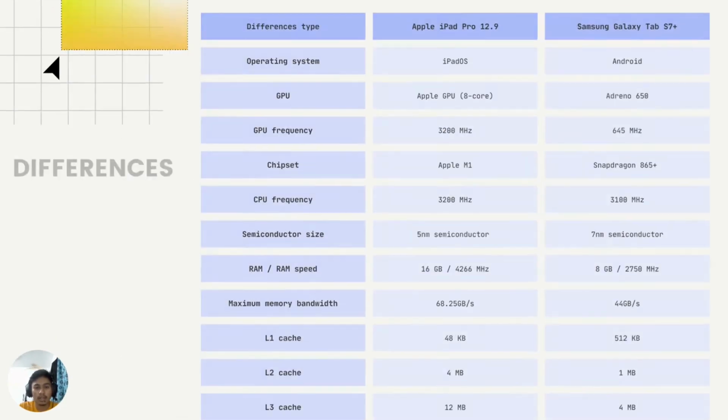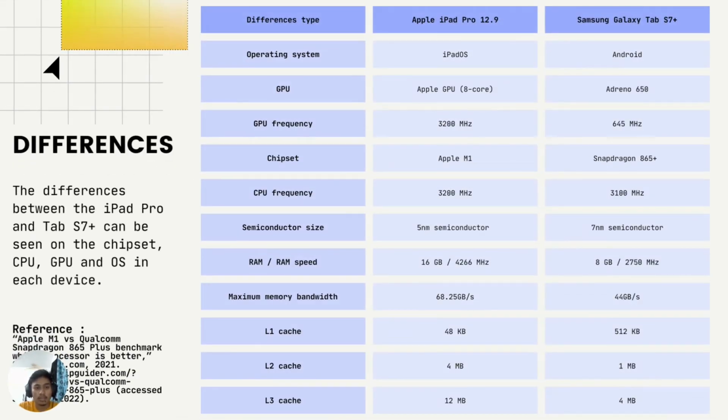So next, moving on to the differences part. The first difference that can be clearly seen is in the operating system of both tablets. We know that iPad is an Apple product and uses iPadOS as the operating system, while Samsung Tab S7 Plus uses Android. Next, the GPU on the two tablets is also different. The iPad uses Apple GPU 8-core, while the S7 Plus Tab uses Adreno 650. So next, the GPU frequency for the iPad is 3200 MHz, while the S7 Plus Tab is only 645 MHz.